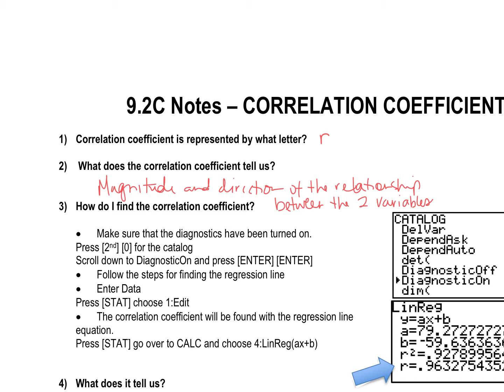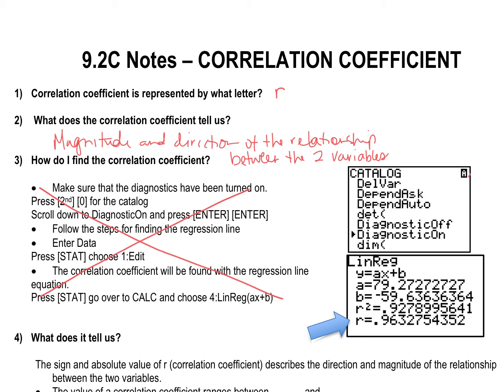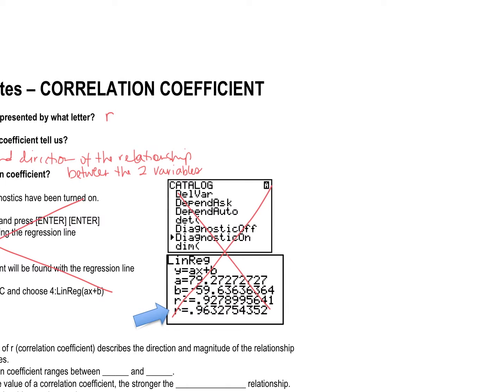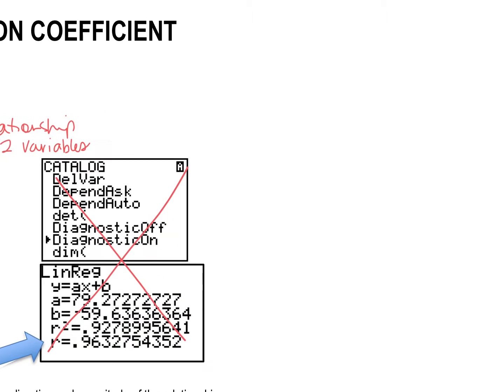How do I find the correlation coefficient? So we're actually not going to use our handheld calculators. We're going to use Desmos. So these directions I'm going to cross out. I'm going to add in some directions on how to use Desmos, the online graphing calculator. Okay, so let me go over here to this white space. Find some space on your page to write this down, please.